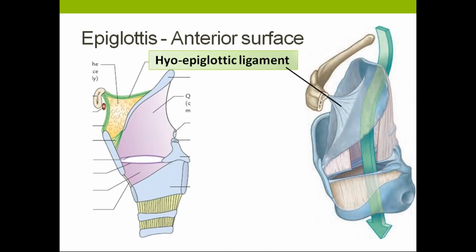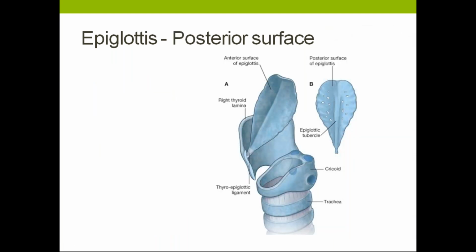Now we'll go on to the next thing. If you see, the upper end is free, but on the anterior surface, other than its attachment with the tongue, the middle part of the anterior surface is attached to the hyoid bone by a ligament called the hyoepiglottic ligament. So this is the hyoepiglottic ligament. You can see the attachment between the epiglottis and the hyoid bone through the hyoepiglottic ligament.